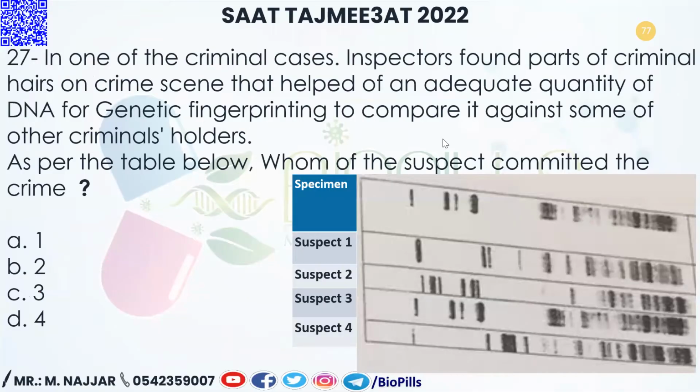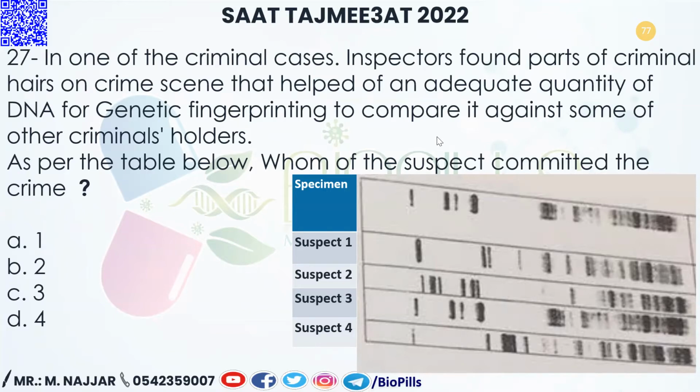Question number 27. In one of the criminal cases, inspectors found part of the criminal hairs on the crime scene that provided an adequate quantity of DNA for genetic fingerprinting to compare it against other suspects. As per the table below, which of the suspects committed the crime? 1, 2, 3, or 4?